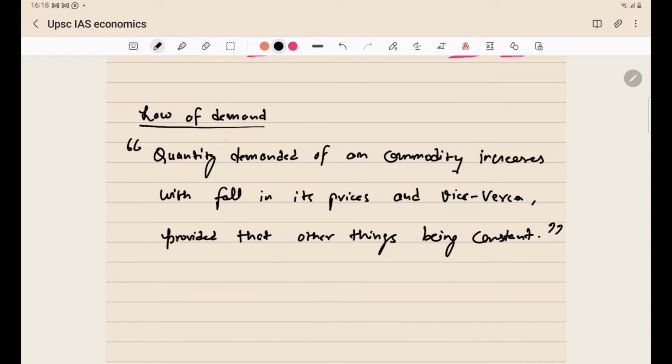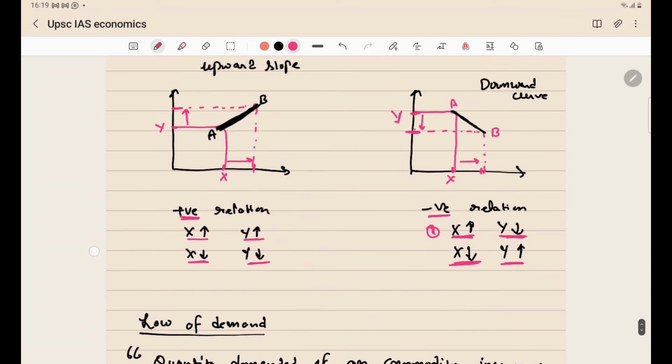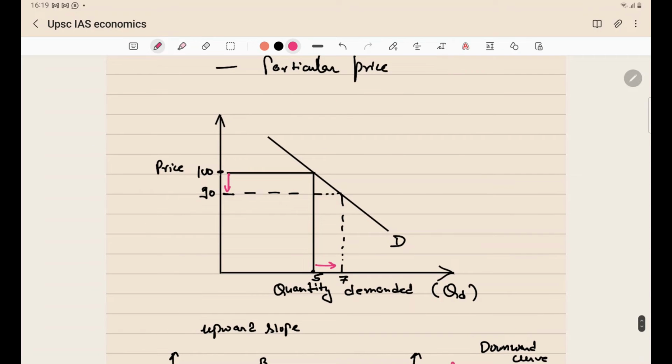Therefore, law of demand means quantity demanded (QD) of a commodity increases with fall in prices and vice versa, provided that other things are constant. This is very important: other conditions being constant. Previous example में जब प्राइस 100 से 90 हुआ तो हमने देखा quantity demanded increase होगी 5 to 7.